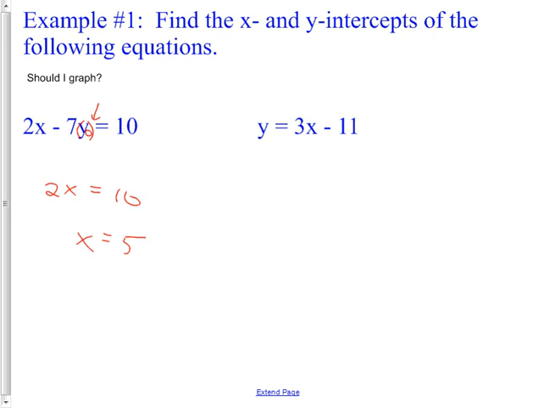Now, wait a minute. But the x-intercept is a point. So I'm actually not done yet. You got to actually put a point like this and say, oh, it's 5, 0. Pause for a second. All right, so don't forget that in the end, this thing's a point. So when you get the answer of 5 and the y was 0, then you got to put the x and the y together in a little point.